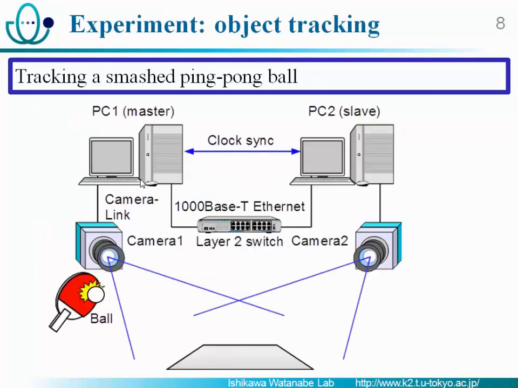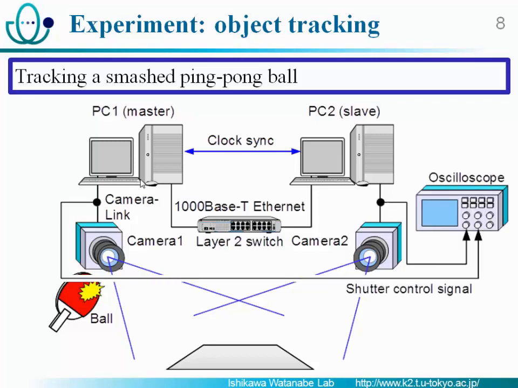And now I would like to move on to our experiment. In the experiment, two PCs are used, and the PCs are connected via Ethernet, and cameras are controlled by each PC. And the smashed ping pong ball is tracked by two cameras. And the camera control signal is observed by oscilloscope.